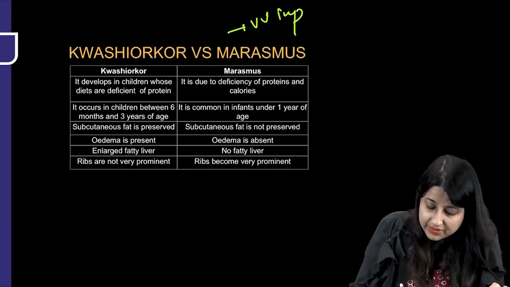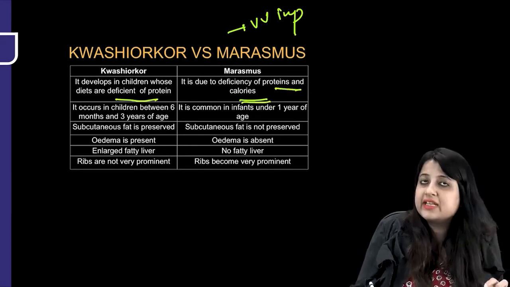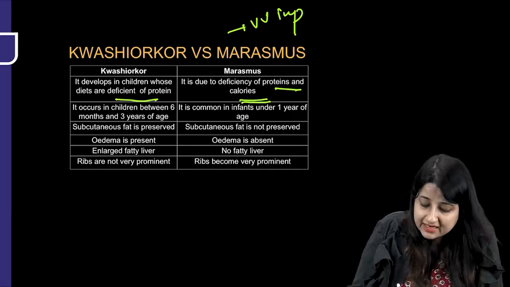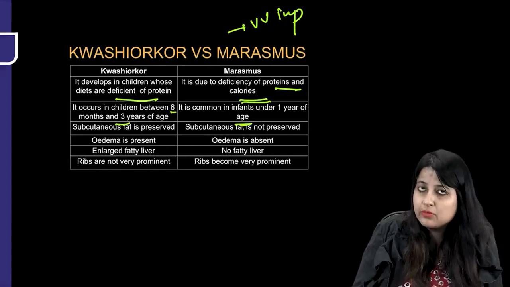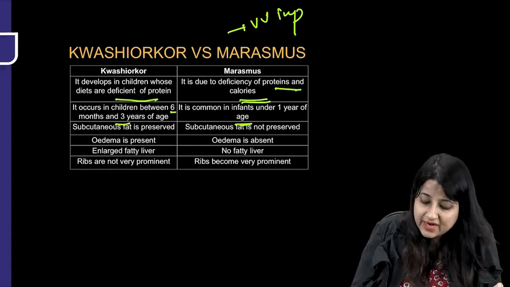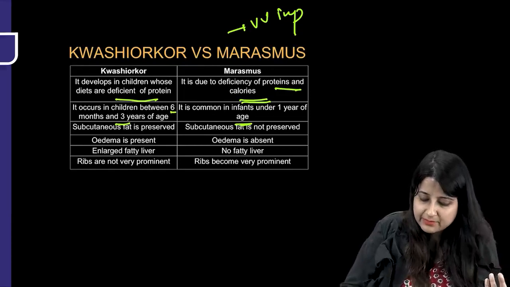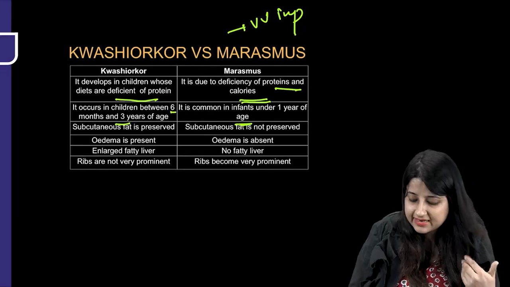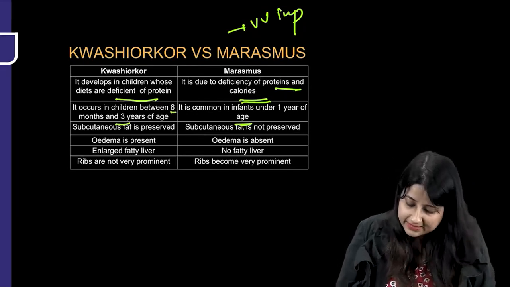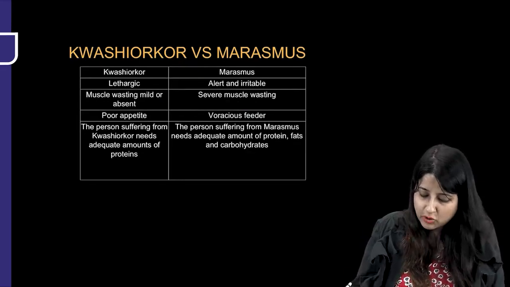Kwashiorkor develops in children whose diets are deficient of protein. Marasmus, both proteins and calories. Kwashiorkor occurs in children between 6 months and 3 years. Marasmus is under 1 year of age. In Kwashiorkor subcutaneous fat is preserved. Marasmus, it is not preserved. Like you can see, there's a protruding belly. Edema is present in Kwashiorkor. Liver enlargement happens, liver involvement in Kwashiorkor. In Marasmus edema is absent. Ribs are not very prominent in Kwashiorkor, in Marasmus they become prominent.